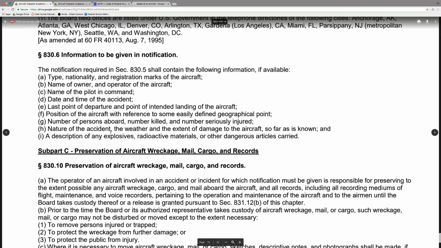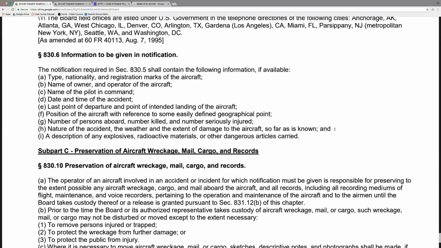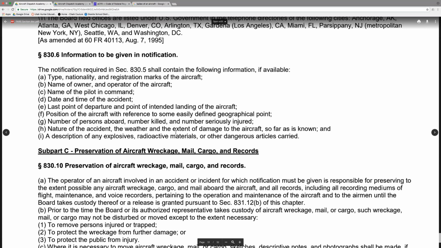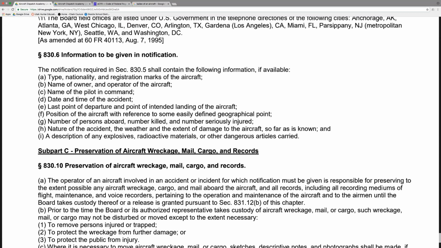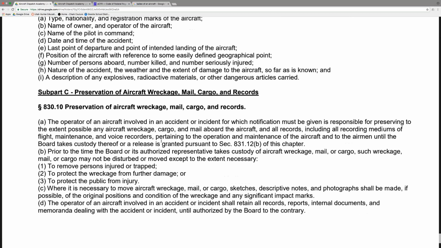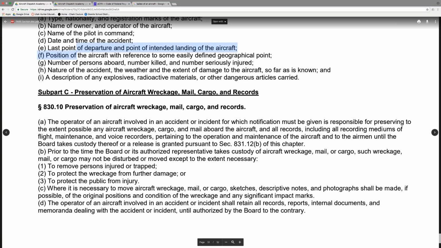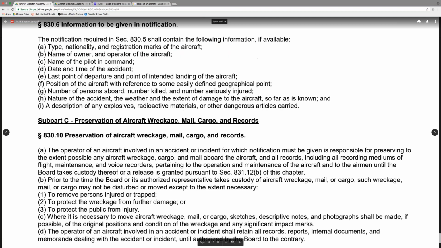So a lot of this, like I said before, is going to come from the pilot if he's still alive, or from the air carrier. Description of any explosives, radioactive materials, or other dangerous articles carried. So we'd supply things like the weather, the position of the aircraft, last point of departure, and the intended landing area, and some of these other things.